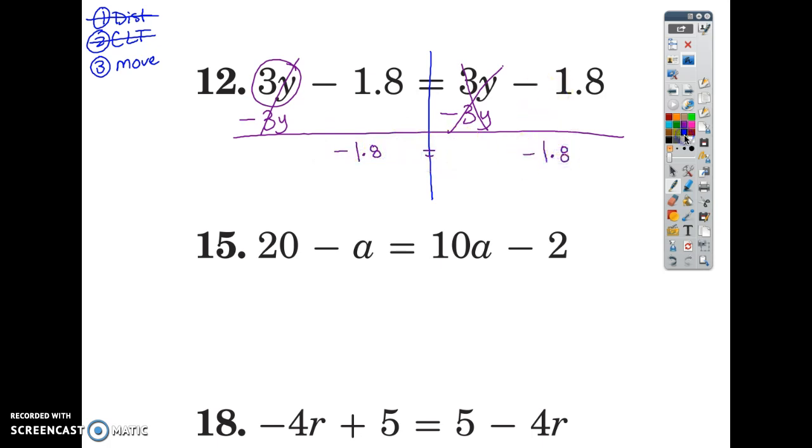Is this a true statement? Is negative 1.8 equal to negative 1.8? Yes, it's true. Is it always true? Yes, it's always true. So that means that this has infinite solutions. That means all real solutions.